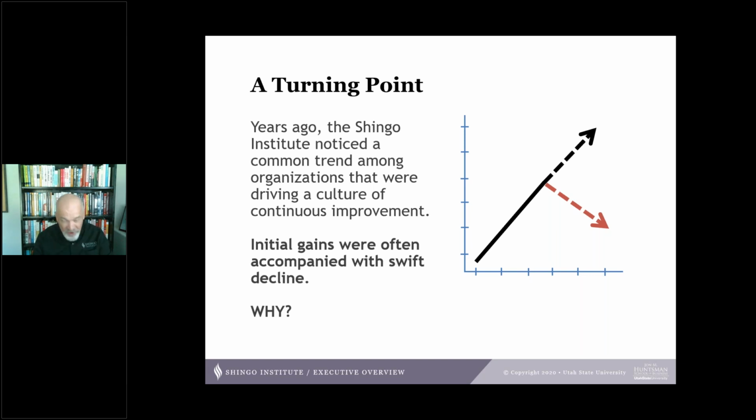And some of them deteriorated so badly that people would come to us and say things like, "You gave them a Shingo Prize? Have you seen how bad they are?" And that was very concerning to us. And so we launched in 2003 a research study that resulted a few years later in the introduction of what we now call the Shingo Model.